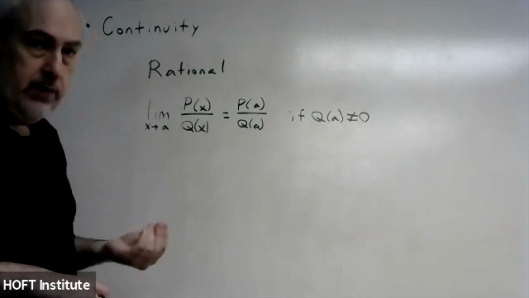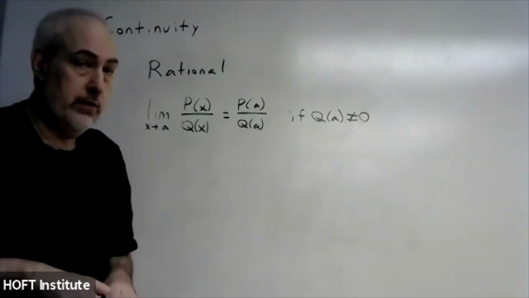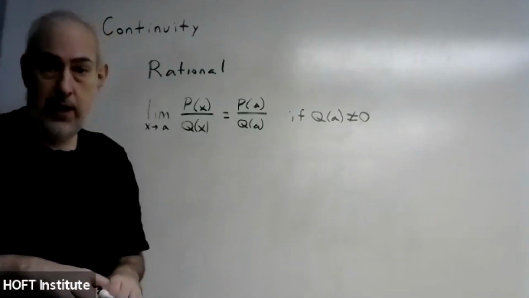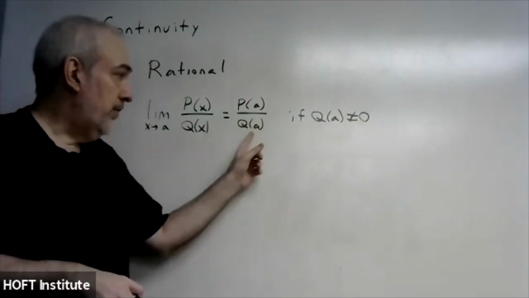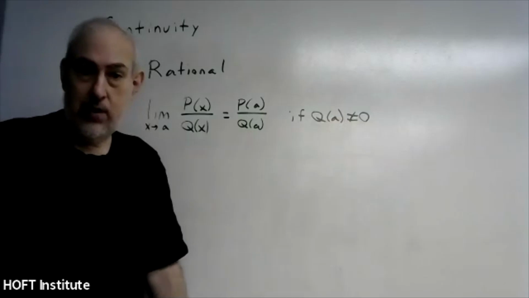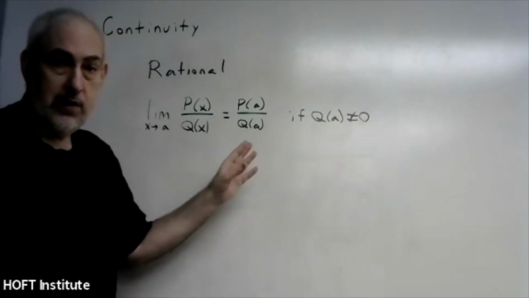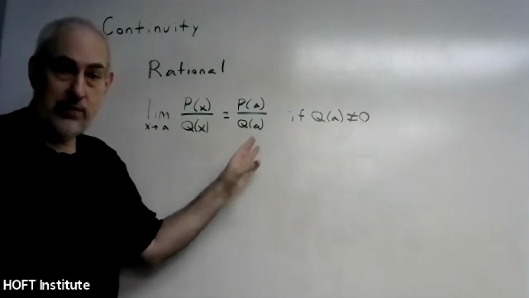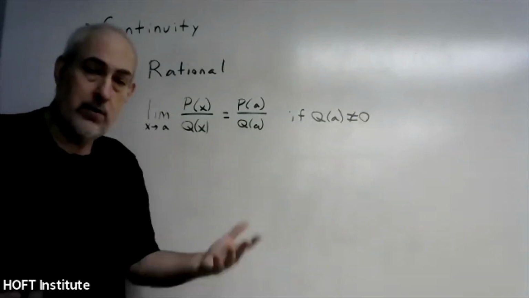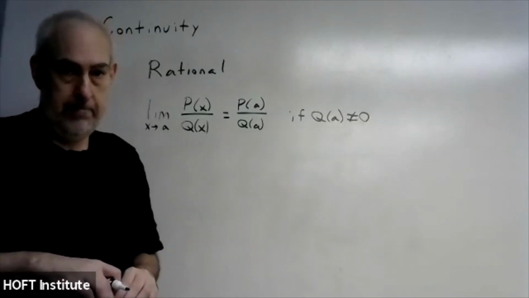If you remember, the definition of a domain is the set of all values x that you can plug into the function that make the function defined. And the only way this is not defined is if q of a is 0. So if q of a is 0, this doesn't work and it's not continuous. And if q of a isn't 0, this does work and it is continuous. So rational functions are continuous over their domain.